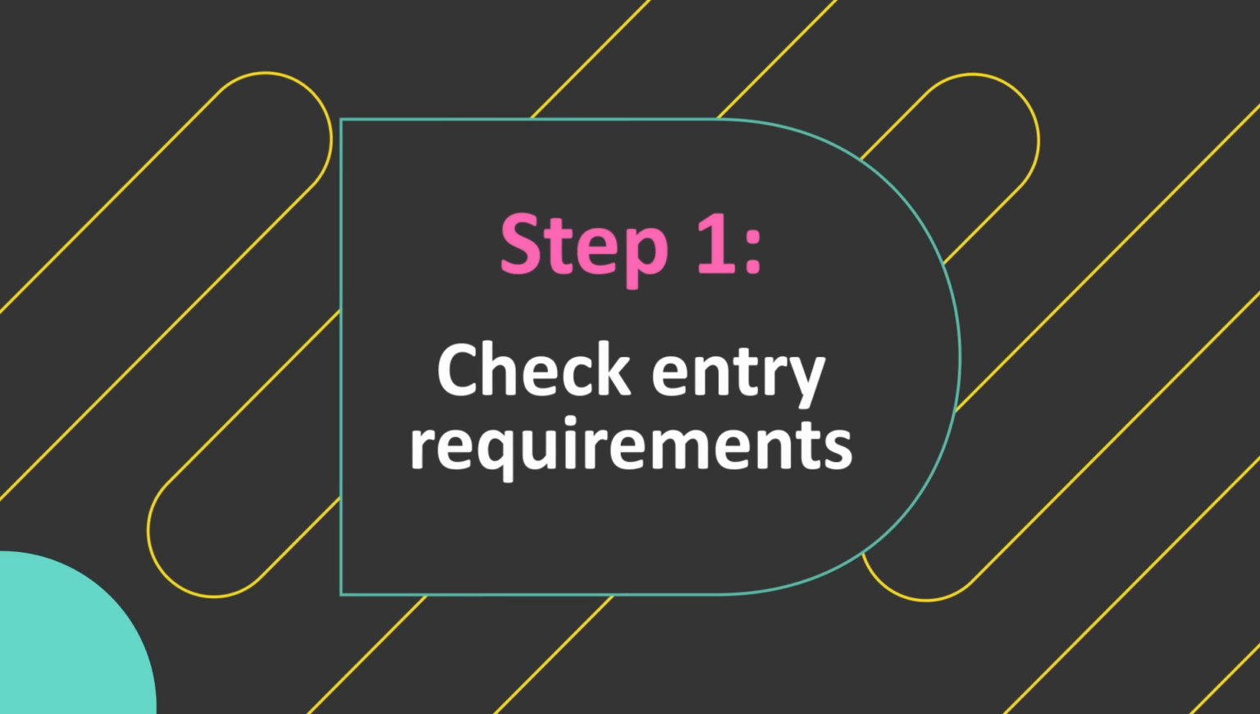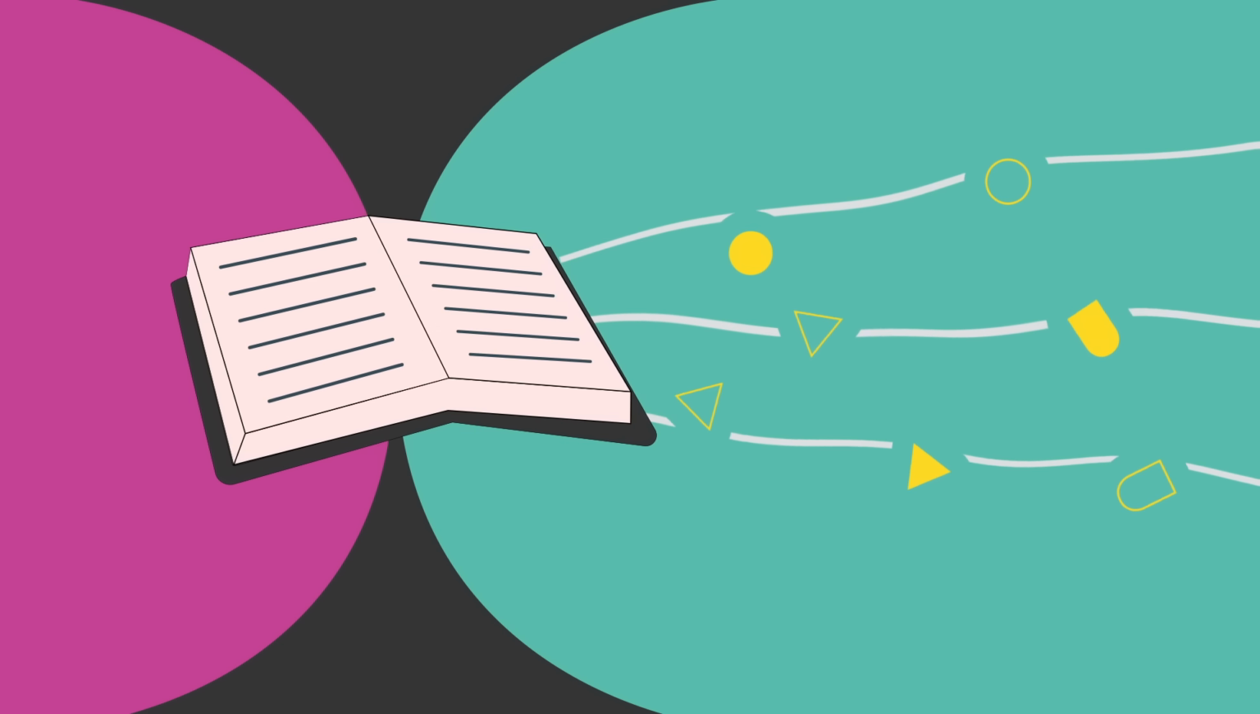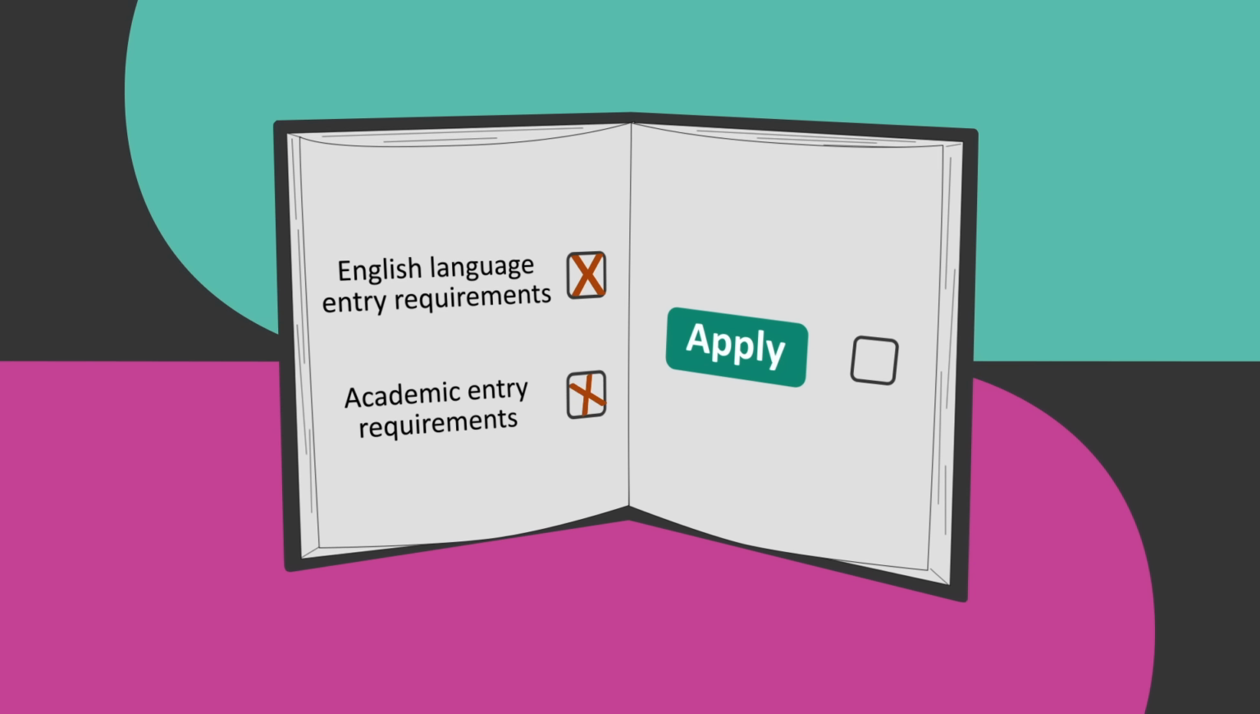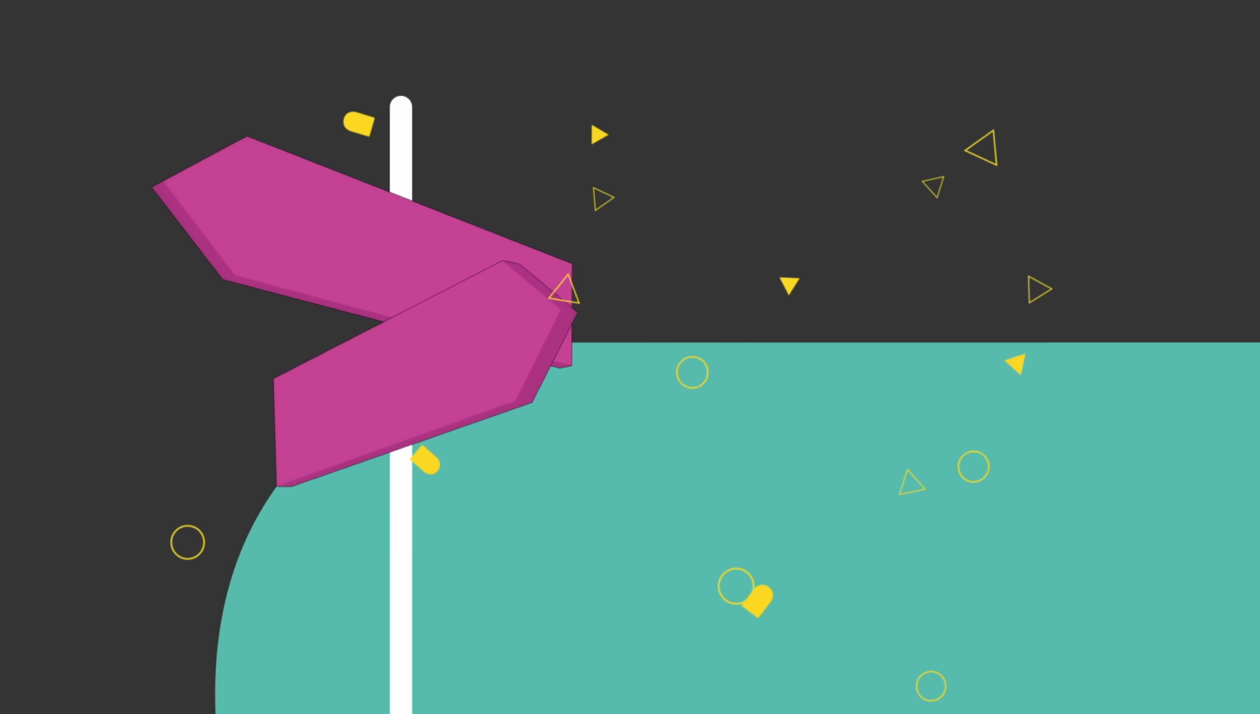Step 1. Check entry requirements. Every Deakin degree has different academic and English language entry requirements. If you do not meet the entry requirements, you can still apply. Deakin offers pathway programs to help you get started.